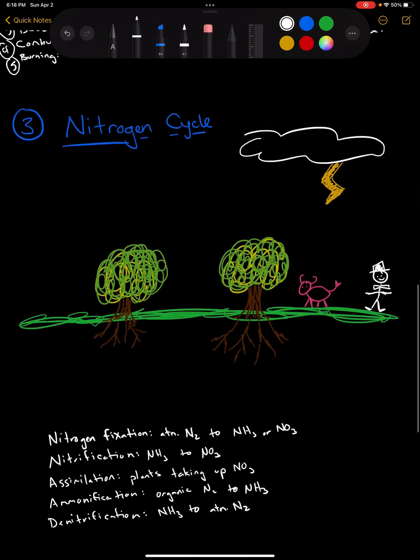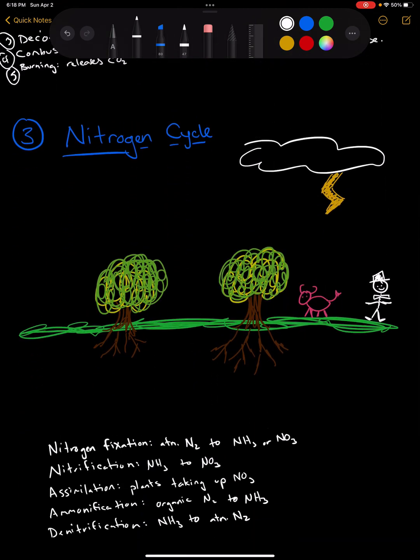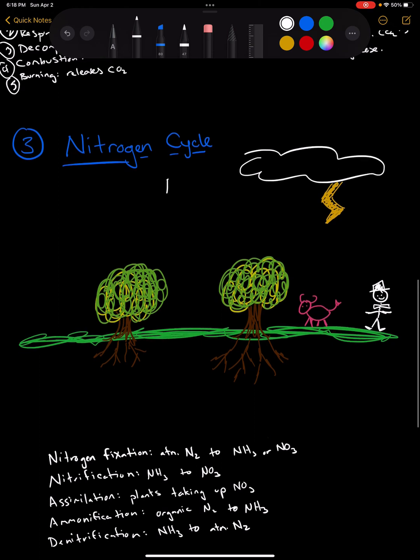Now we have the nitrogen cycle. The nitrogen cycle is the one we're probably least familiar with. We have atmospheric nitrogen in our atmosphere. Atmospheric nitrogen actually makes up around 80% of the atmosphere. So the stuff that you're breathing in, 80% of it's nitrogen.